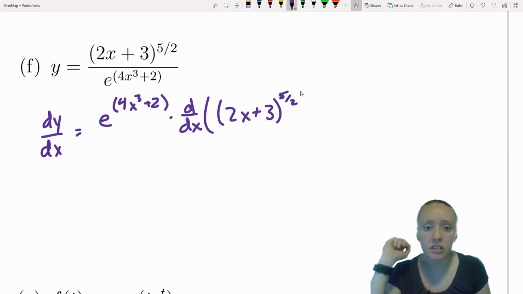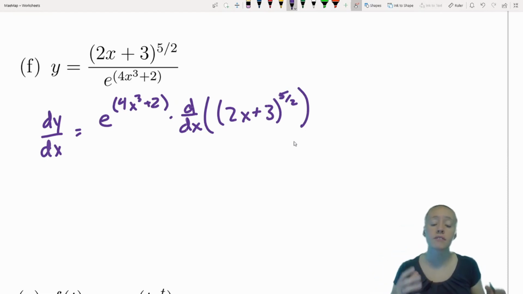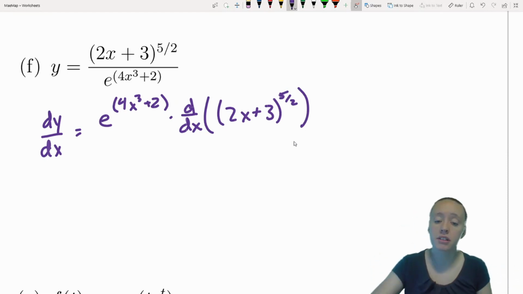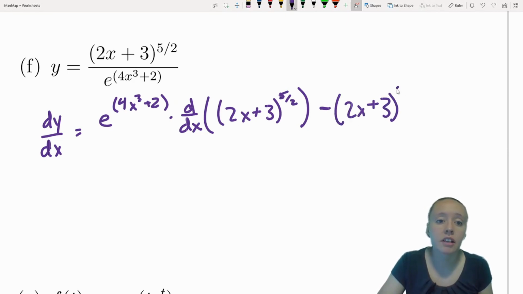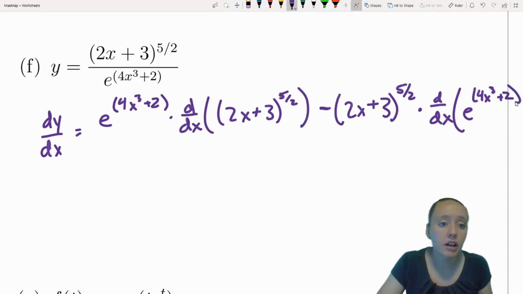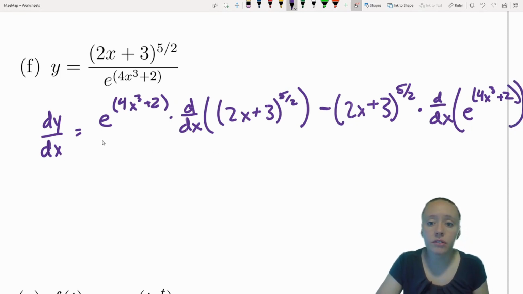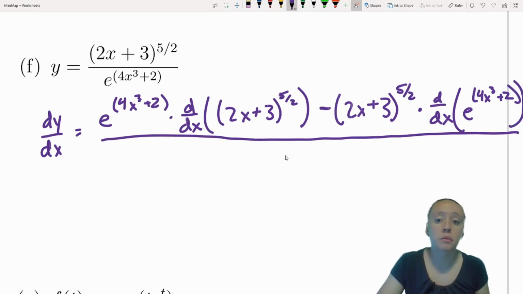I think since we're still getting used to this chain rule, I'll take the derivatives in the next step. Let's just write out the process. Minus high, which is going to be 2x plus 3 to the 5 halves, and that gets multiplied by d low, so the derivative with respect to x, since that's our variable in this problem, of e to the 4x cubed plus 2, and this is all over low squared.